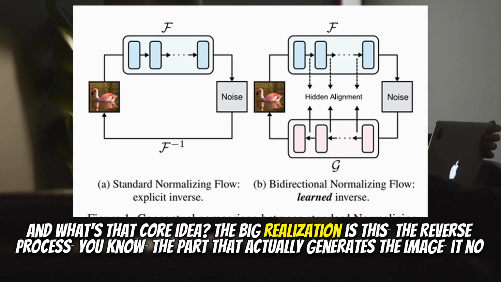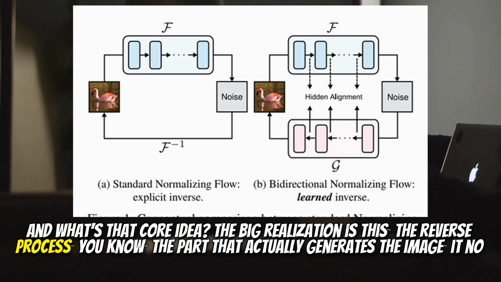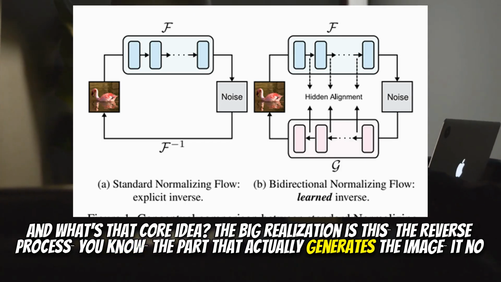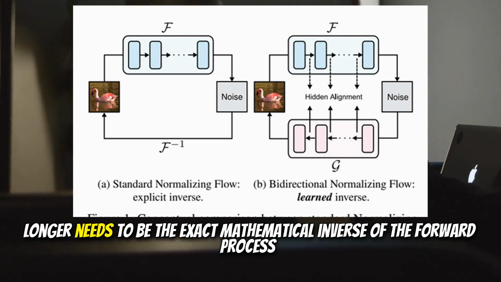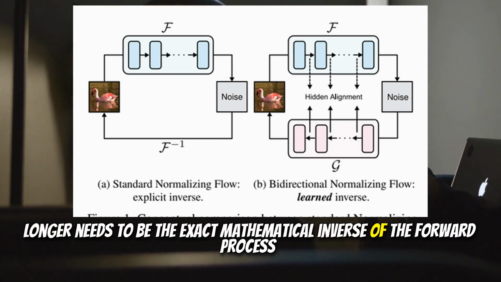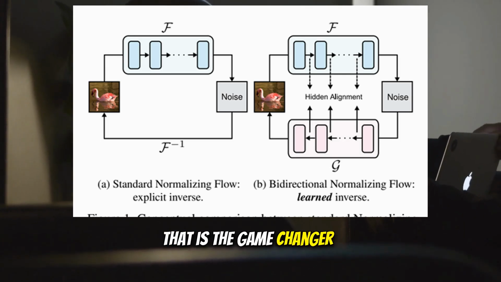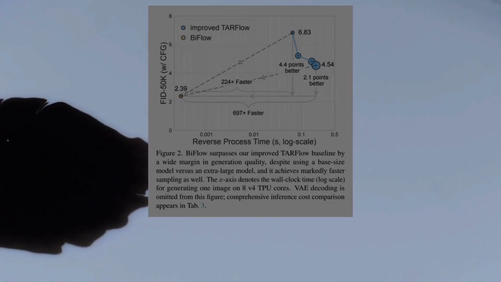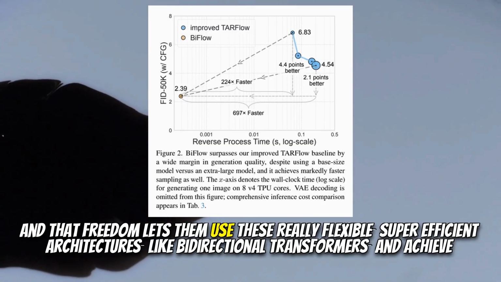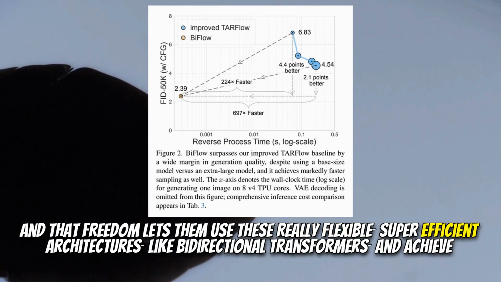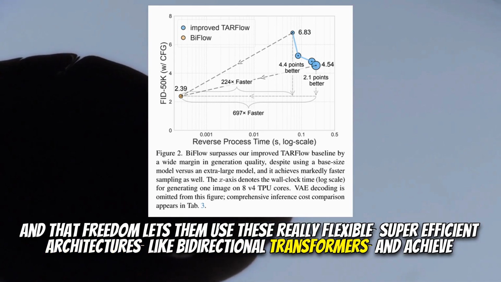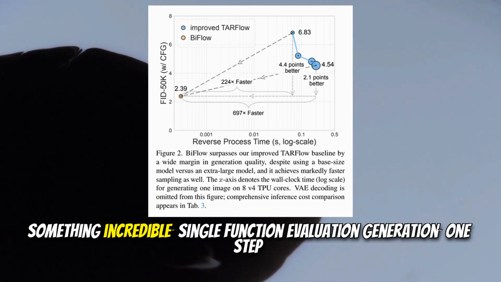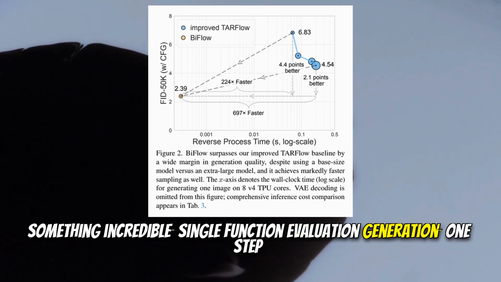The big realization is this. The reverse process, the part that actually generates the image, no longer needs to be the exact mathematical inverse of the forward process. That is the game changer. Yeah. So they're decoupling them, training a separate model to be just an approximate inverse. Exactly. And that freedom lets them use these really flexible, super efficient architectures like bidirectional transformers and achieve something incredible: single function evaluation generation. One step.